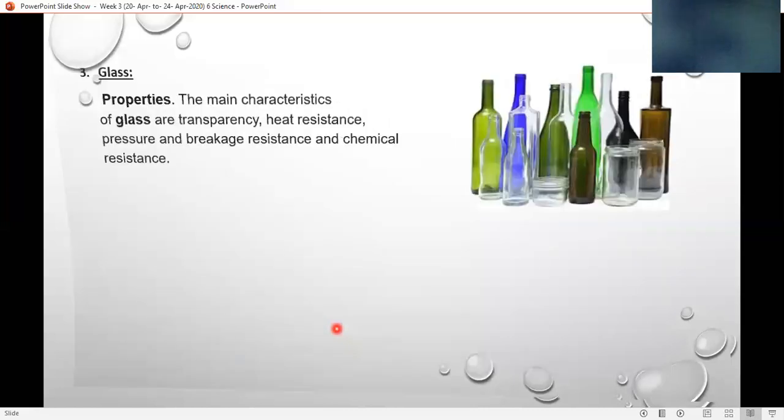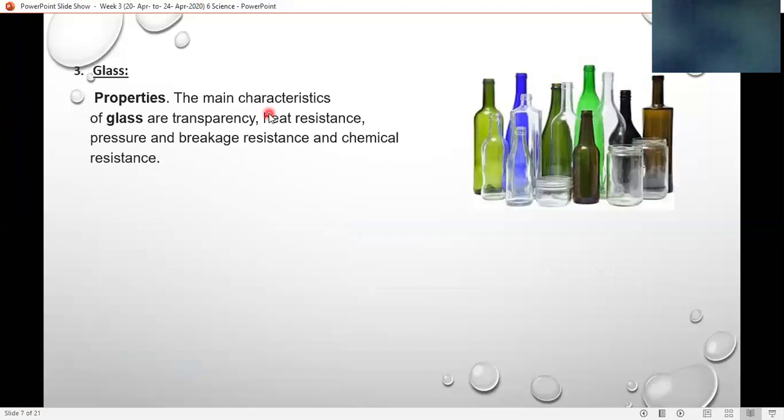And the third class is glass. You can see the glass bottles and glass jars here, right? The main thing you can see in glass is transparency, right? Transparency is the main thing that we can see in a glass bowl or glass bottle. They are heat resistant, so they can be hot, but not very hot at the same time. But they are not breakage resistant or chemical resistant, because they can react with chemicals and can be broken down, right?